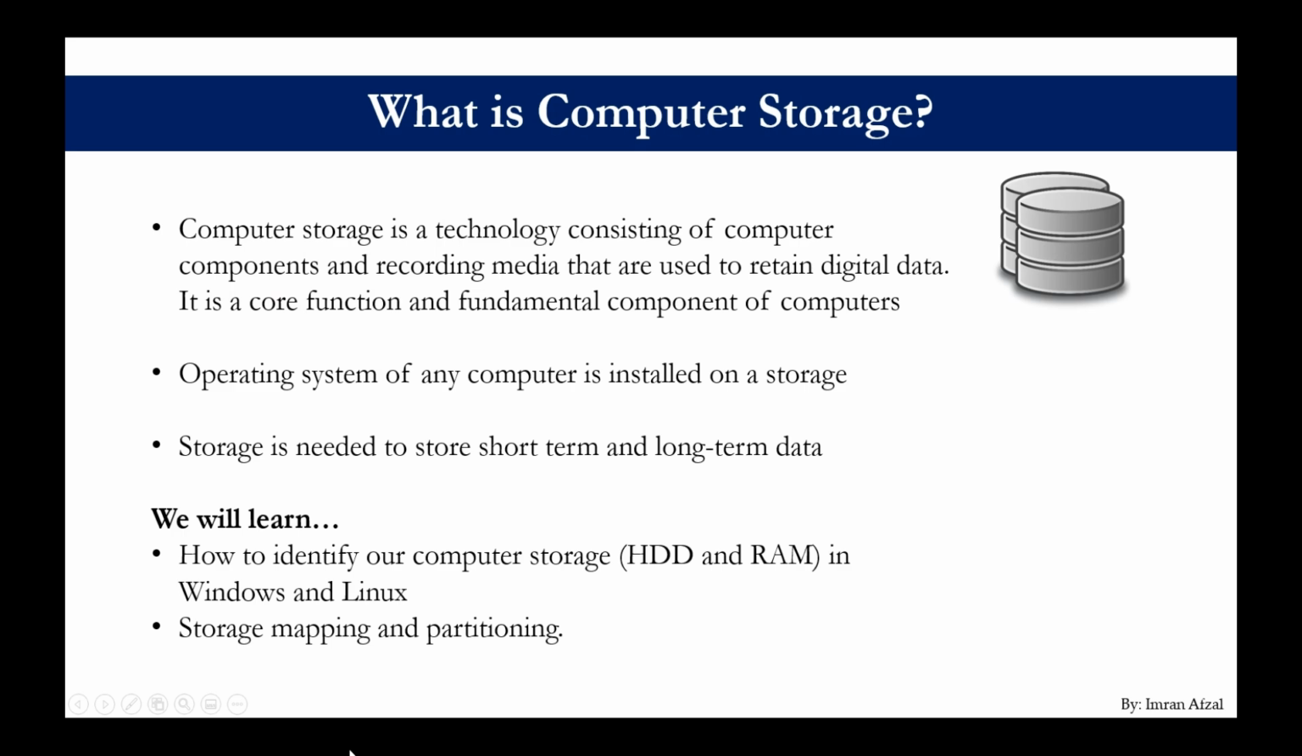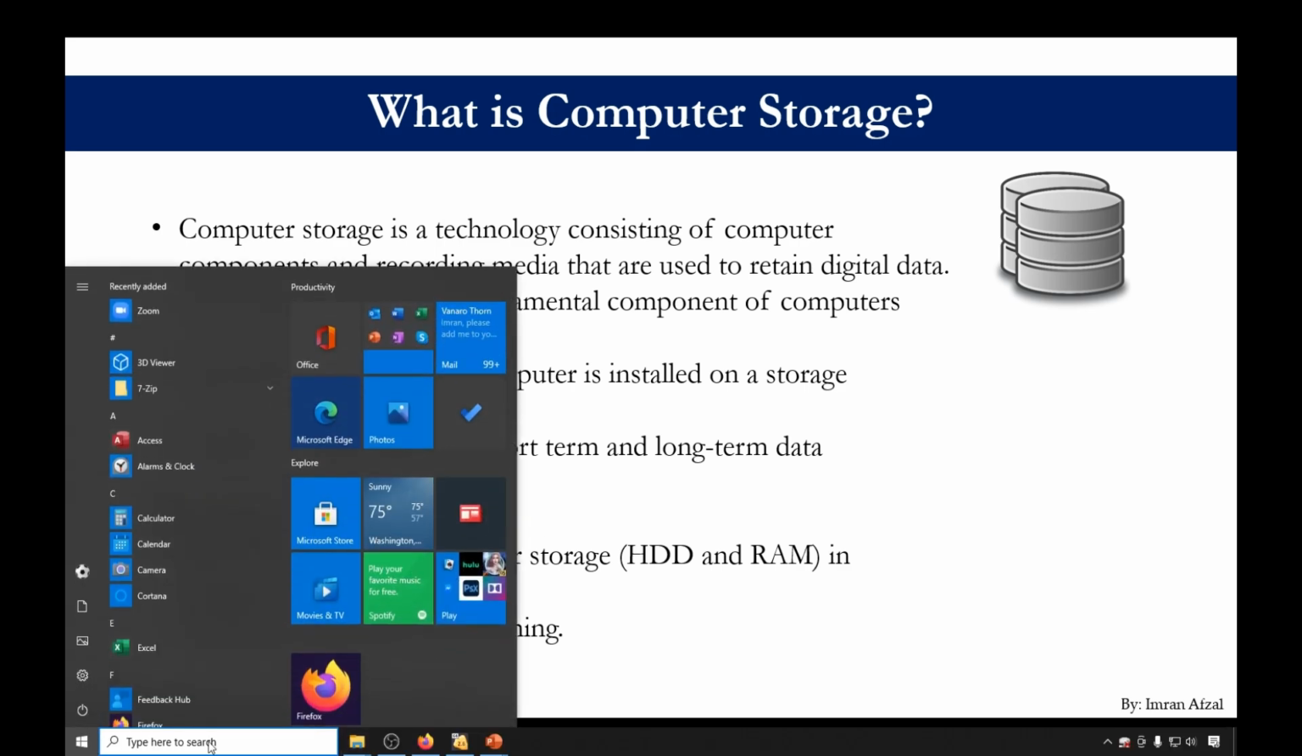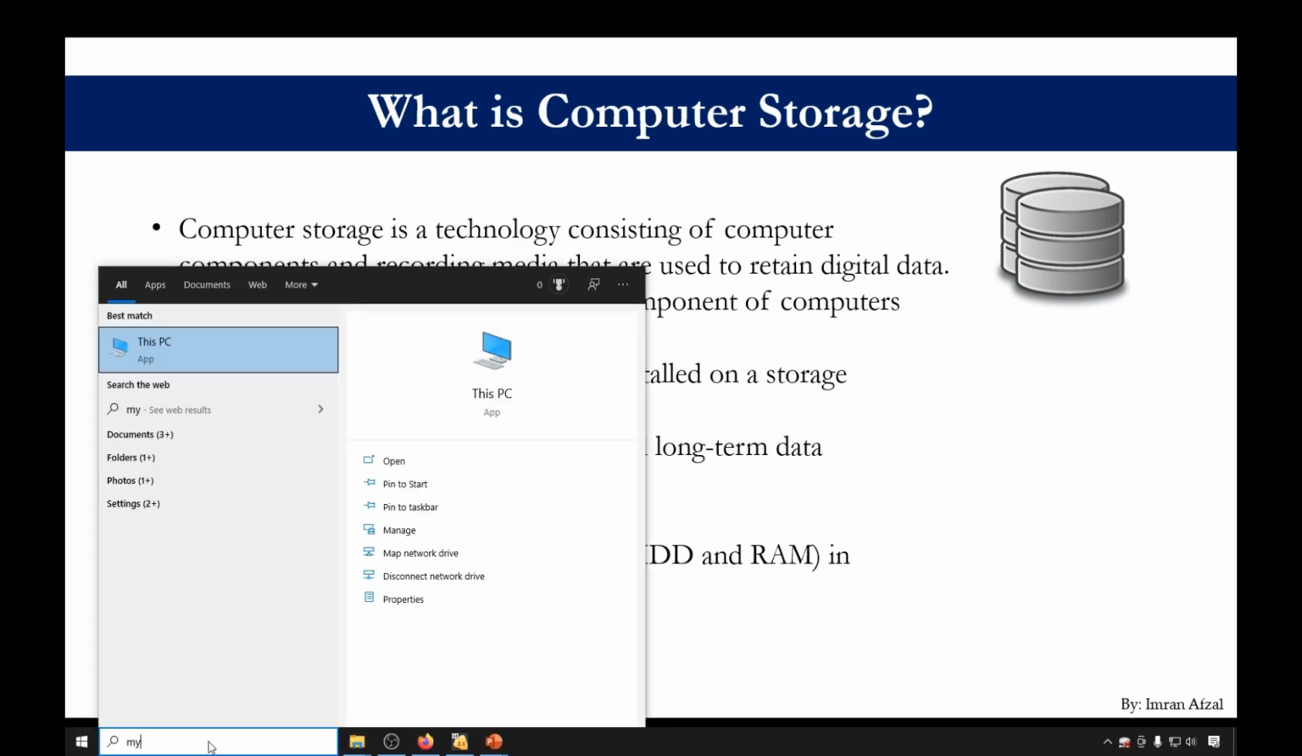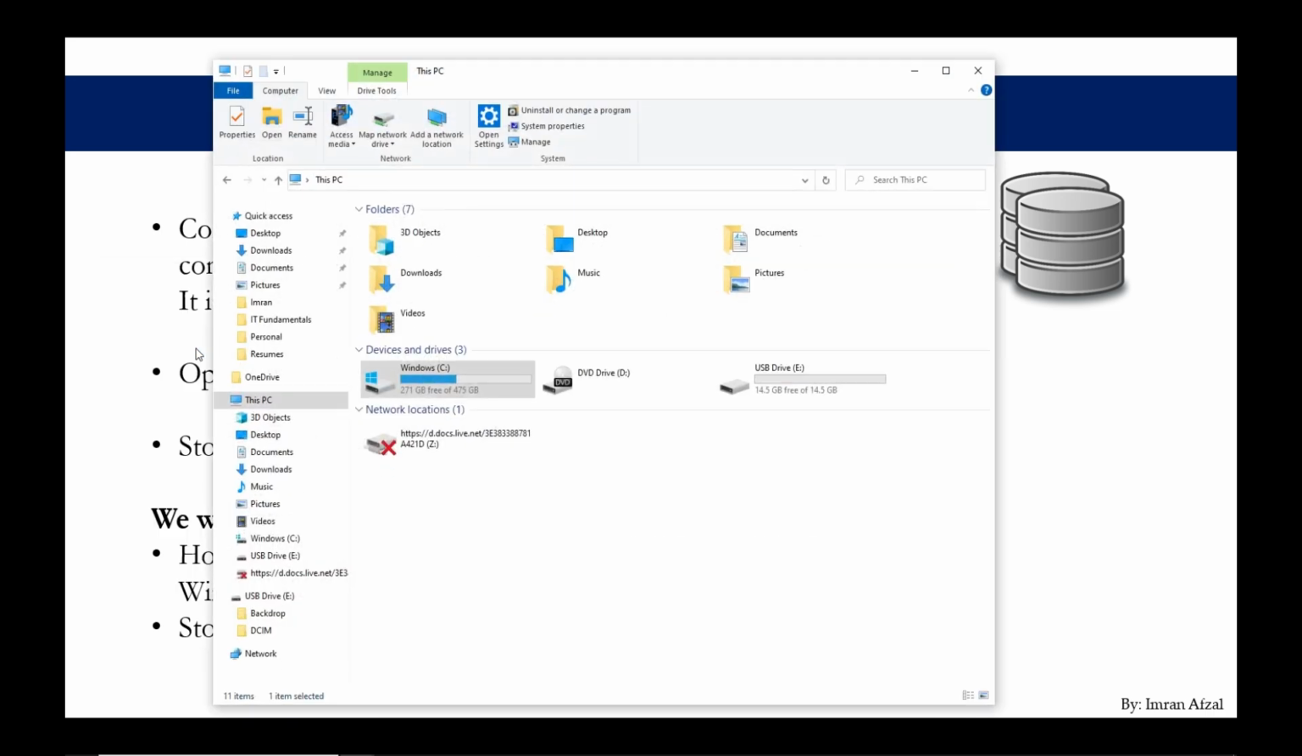For that, I'll go back to my search and type my PC again. And this time, I will only do a left click, not a right click. This will open up all the drives that are attached to my computer. Number one is the C drive, which is telling me it's 475 gig, out of which 271 gig is free. The D drive is the ROM drive.